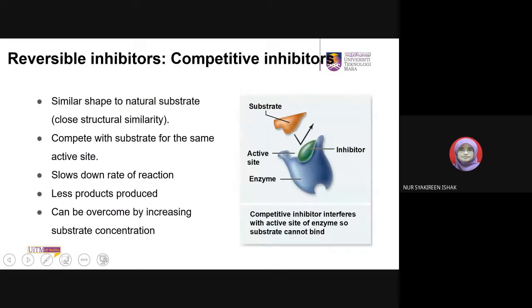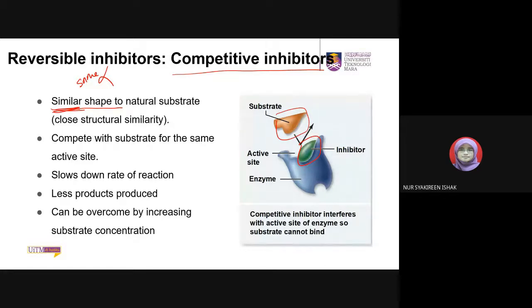Okay, it's the same explanation. This slide explains each point. Competitive inhibitor, as I said, has a similar shape. If you write same shape, it is wrong, the shape is not the same, you can see they look different. But they have a similar shape, so that allows the inhibitor to be able to bind to the active site. So the keyword here is similar. This is a key point you have to include in your answer.